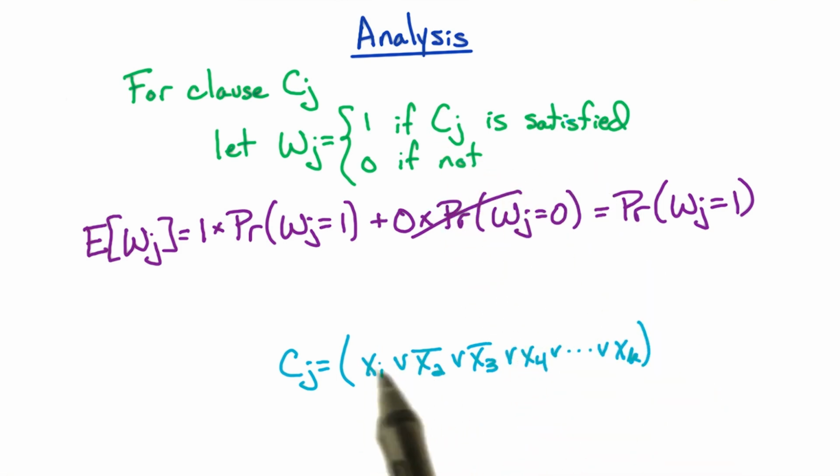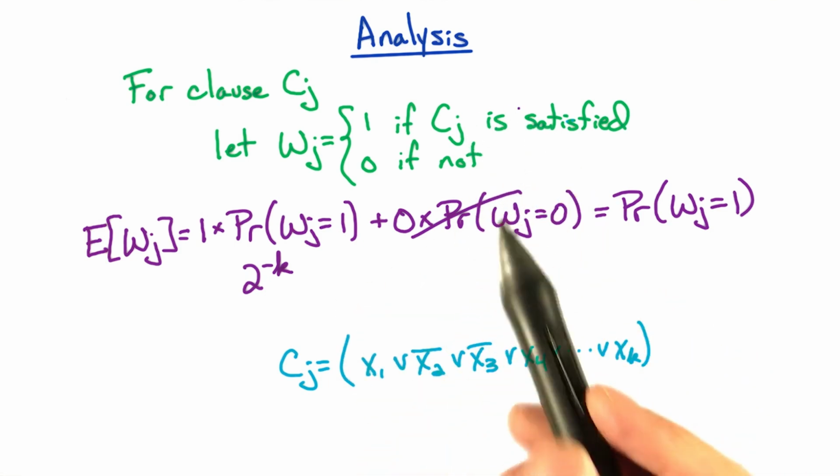Now in order to not satisfy this clause, we have to set x1 to false, x2 to true, x3 to true, and so on. There's exactly one setting of these k variables so that this clause is not satisfied. The chance x1 is set to false is 1/2. The chance that x1 is set to false and x2 is set to true and x3 is set to true, and so on, so that these k variables are set exactly to this one assignment, the probability of that one assignment is 2 to the minus k. That's the probability that this clause is not satisfied.